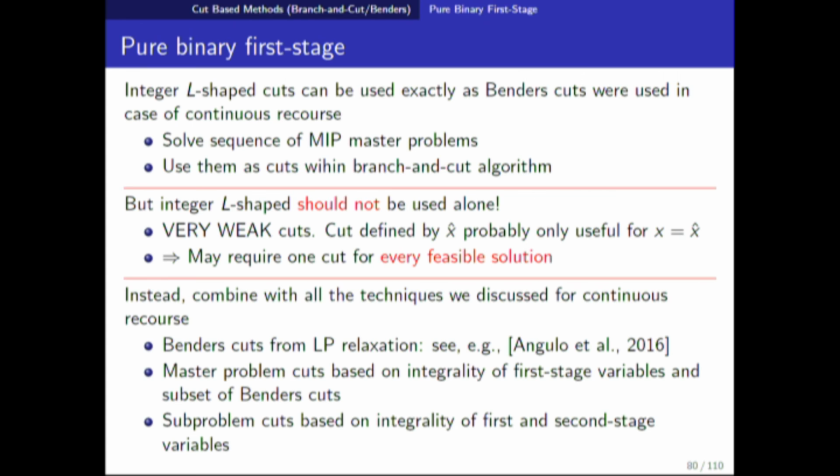By the way, this idea of using the LP relaxation has appeared at least in this paper. It might even be an older idea than that. You want to use the master problem cuts and the subproblem cuts. You want to use everything else that you know about, in addition to these integer L-shaped cuts.